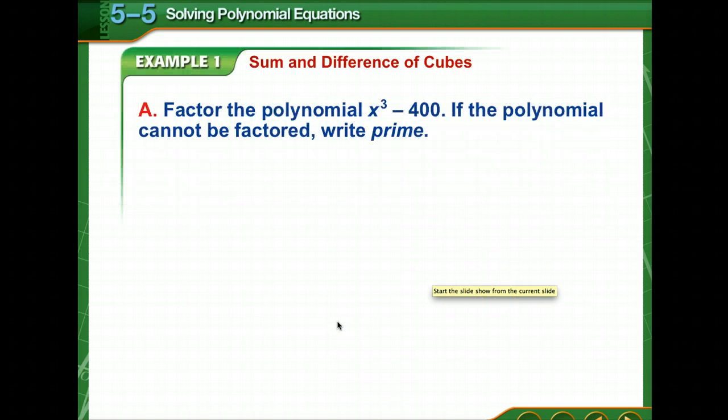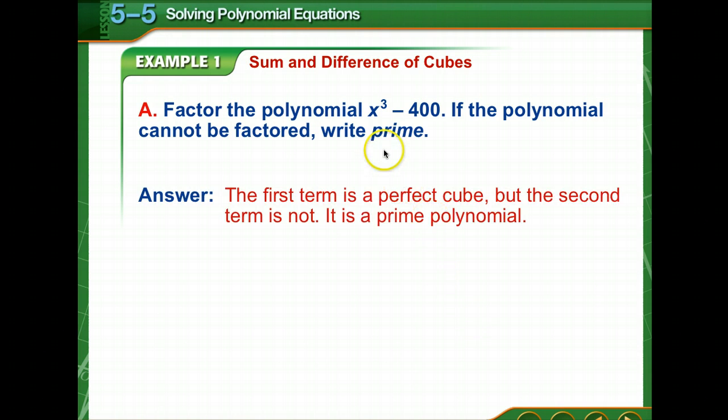Okay, so let's look at some examples. We are asked to factor this polynomial, x cubed minus 400, and if the polynomial cannot be factored, we're to write prime. Well, we know the first term is a perfect cube. This is x times x times x, but 400 is not a perfect cube. There's not a number that you can multiply by itself 3 times to get 400. So it is a prime polynomial.